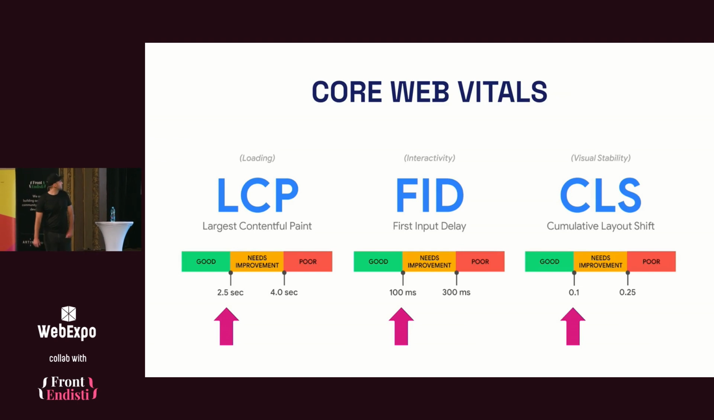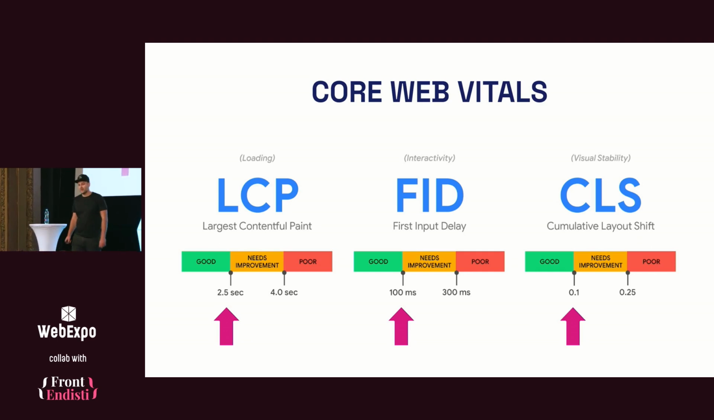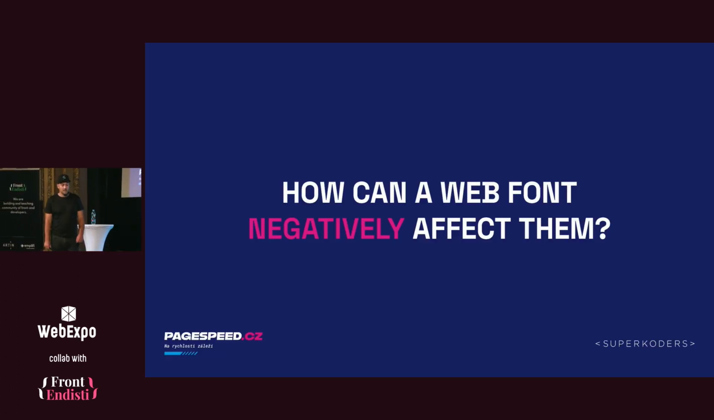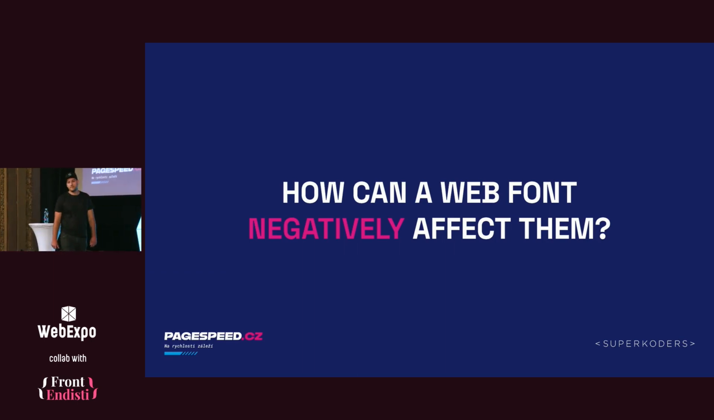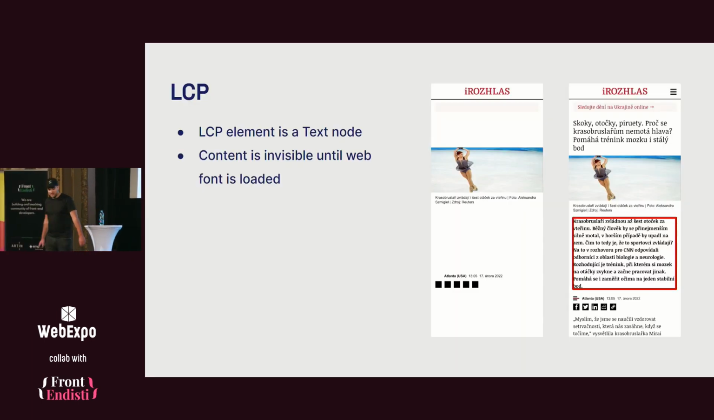So for largest contentful paint, we have 2.5 seconds. For first input delay, we have 100 milliseconds, and for cumulative layout shift, we have only 0.1 score. And I would like to show you how font can negatively affect them one by one. So let's start with largest contentful paint.